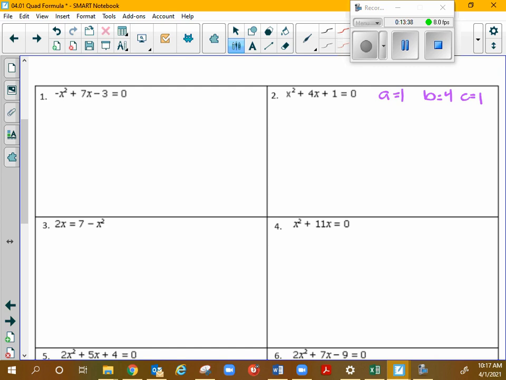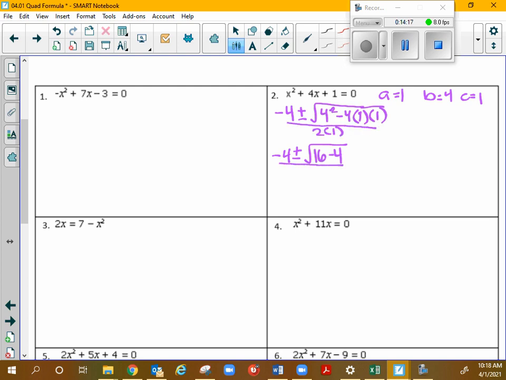Okay. So, negative b, help me out. Negative 4 plus or minus the square root of b squared, 4 squared, 16, so negative 4 plus or minus 16, minus 4 times a times c. What's negative 4 times 1 times 1? Negative 4. All over 2a.